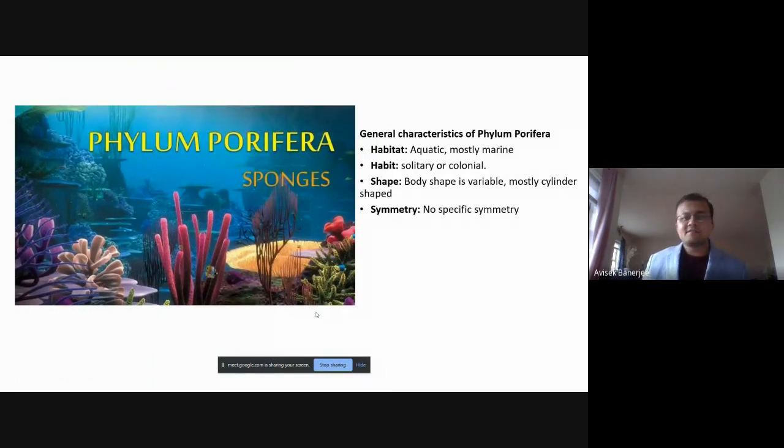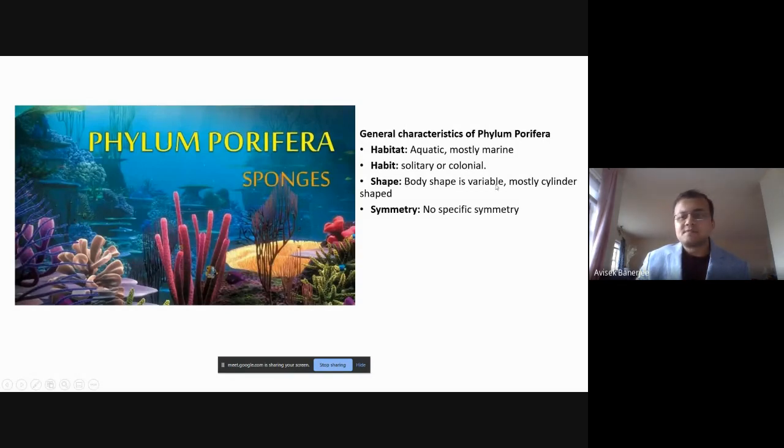So these are the very primitive organisms, which are mostly marine. They're obviously all aquatic and mostly marine. So if you have any questions so far, just feel free to unmute yourself and ask. Okay. So the general characteristics of phylum Porifera: these are very, very simple organisms.